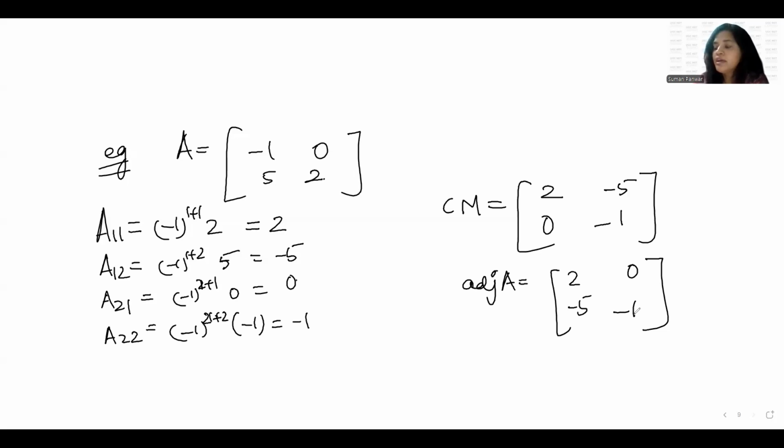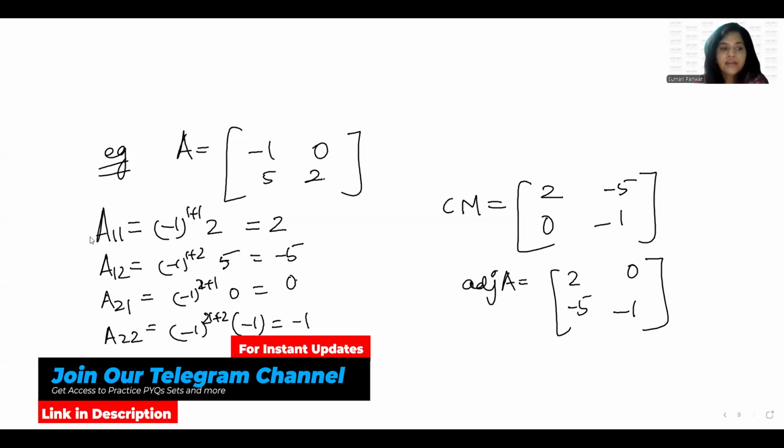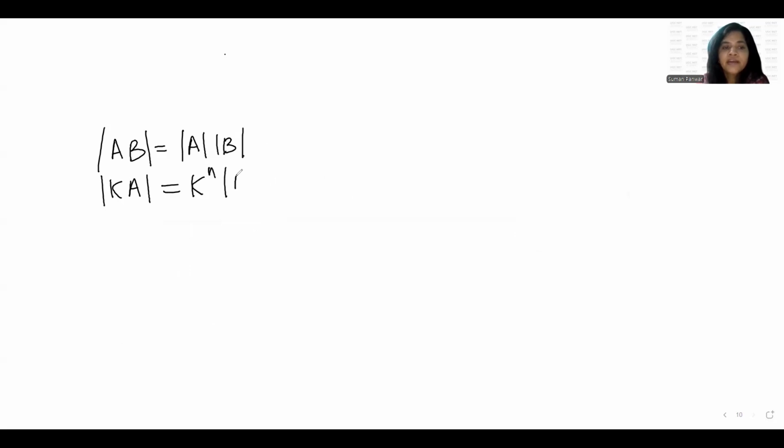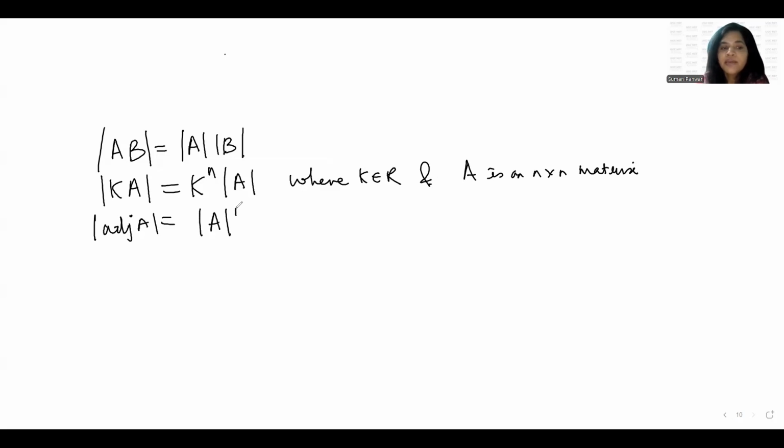Now there are certain results about adjoint of a matrix and determinants of a matrix. Let me tell you those. So determinant of A into B is equal to determinant of A into determinant of B. Determinant of K times A is K power N, determinant A, where K is a real number and A is an N by N matrix. This is very, very important. Okay. Now, determinant of adjoint of A is equal to determinant of A to the power N minus 1. All right. Determinant of A transpose is equal to determinant of A.